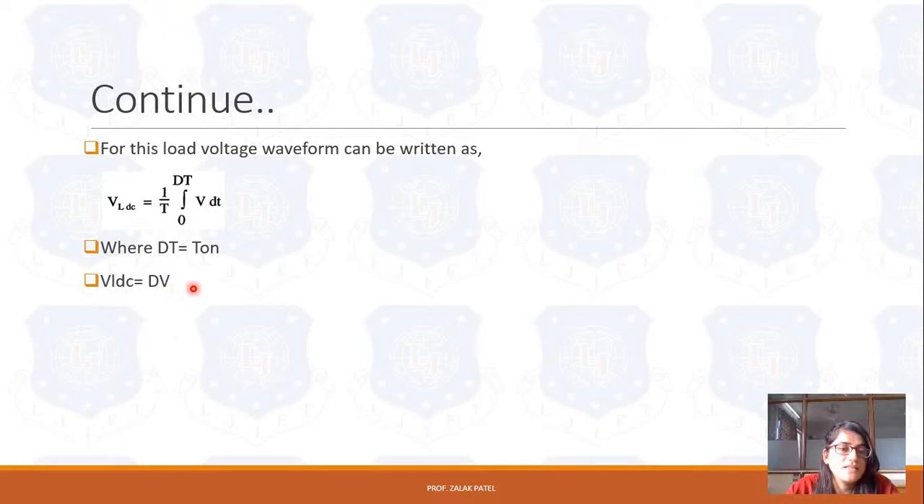So here VLDC is basically D into V, because this V is taken as it is. If it is constant, then it remains as it is. If it is in terms of a trigonometric function, then you have to put the equation over here and integrate it. But over here it is considered constant, so it is simply V as it is, and if we integrate D, it is D. So VLDC will be equal to D into V, means duty cycle times voltage.